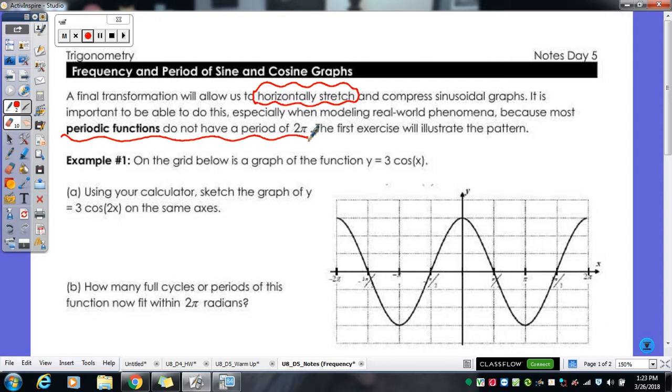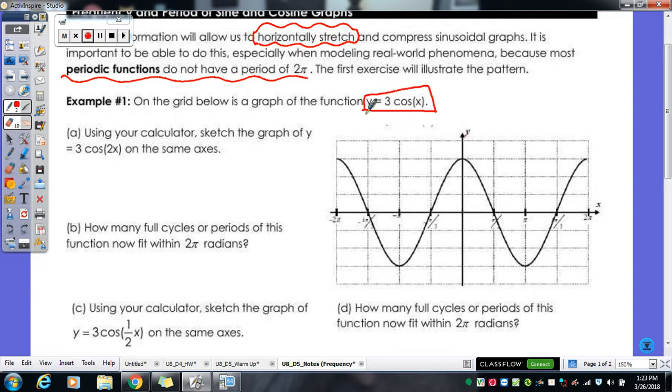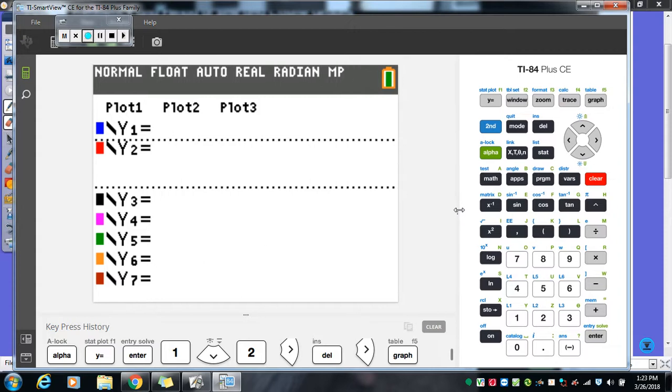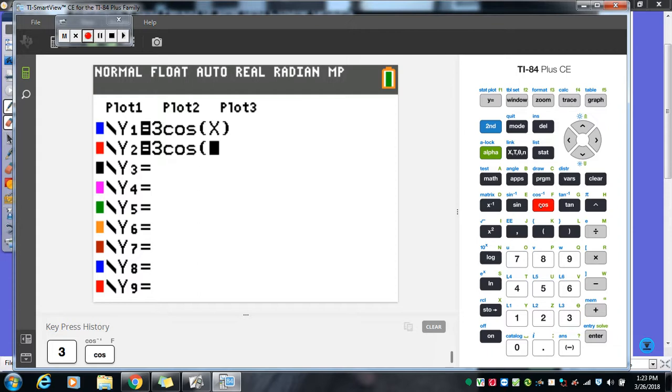And we're going to show you what happens when we don't have a period of 2 pi. So on the grid below, I have already graphed for you y equals 3 cosine of x. So that's the one that's there. We're going to see what happens when I change it from y equals 3 cosine of x to 3 cosine of 2x. So in your calculator, let's go to our y equals. So under my y1, I'm going to type in 3 cosine of x. And then my y2, I want to put 3 cosine of 2x.